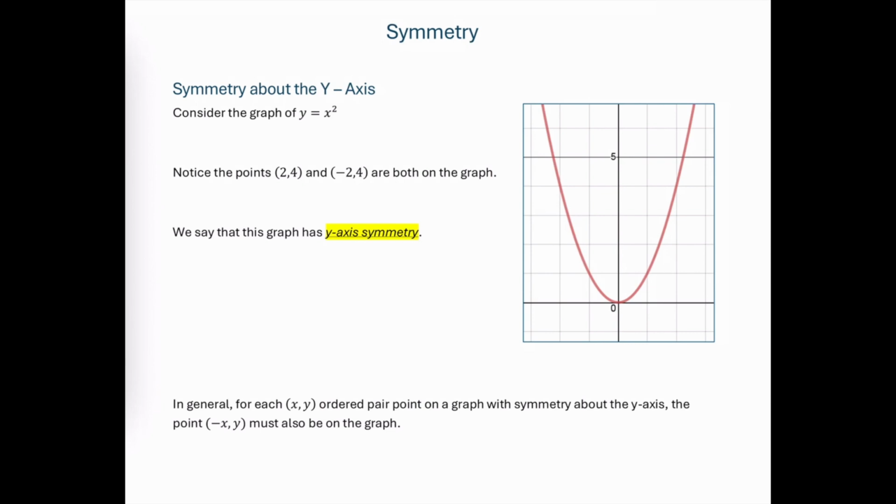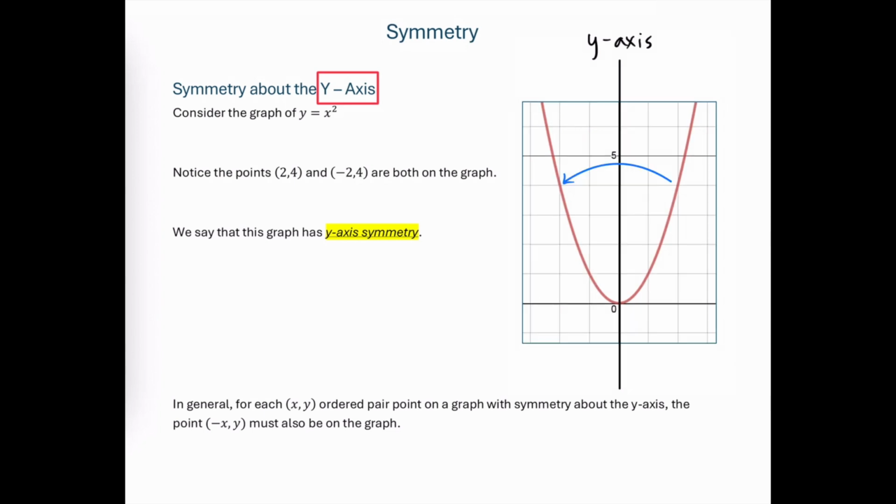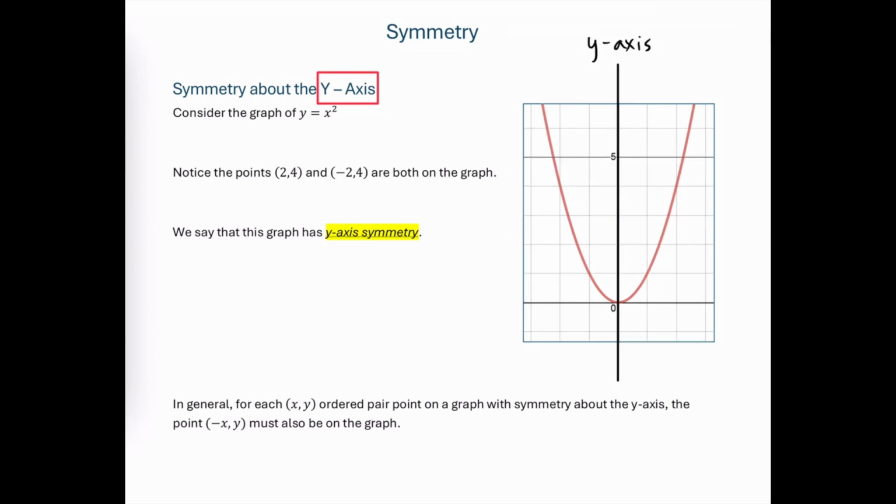To say that a graph is symmetrical about the y-axis means that we can treat this y-axis as an axis of rotation. If we were to flip this graph about the y-axis, it would look the same after we flip it. Here we have the graph of y is equal to x squared.